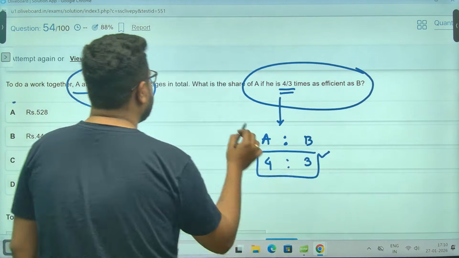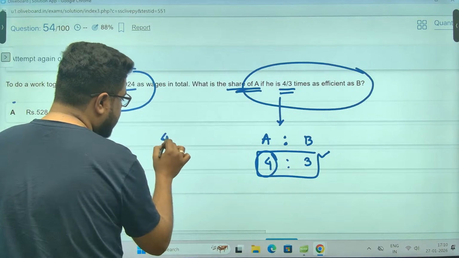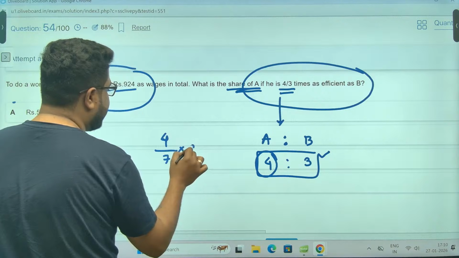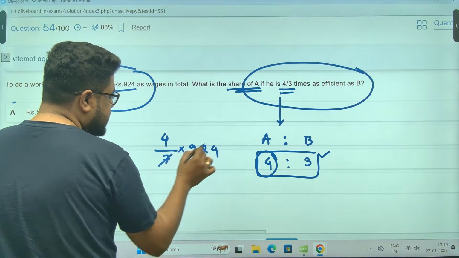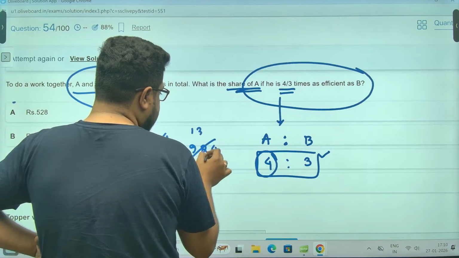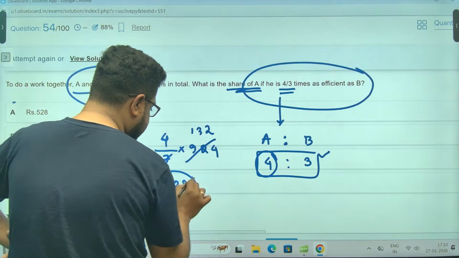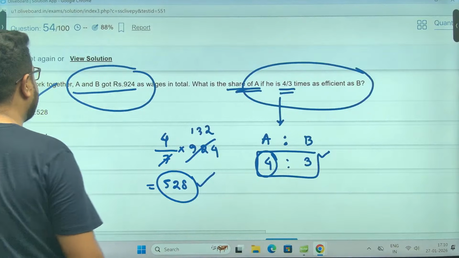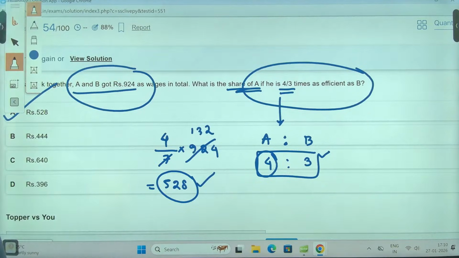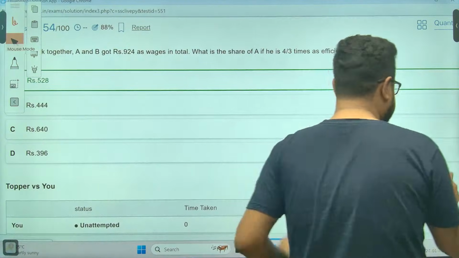What is the share of A? A will get 4 parts out of 4 plus 3, 7 parts of 924. So 9, 7 ones are 7, 7 threes are 21, 7 twos are this. Sir, 528 rupees will be the answer. Option number A once again. Done and dusted once again. Very simple questions.